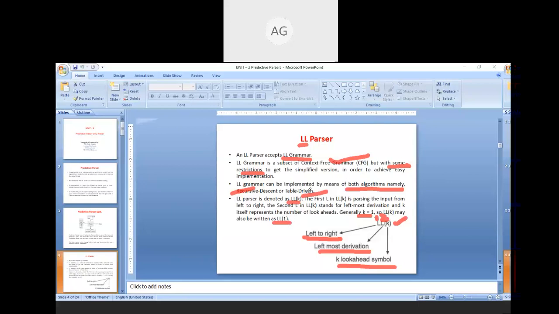So this is the LL grammar, which comes under the predictive parser. Just remember this figure. The first L denotes left to right scanning of the input, the second L denotes the leftmost derivation, and K denotes the K look ahead symbols. But in your syllabus, only LL(1) grammar is there, not LL(2), LL(3). Those grammars are out of scope of your syllabus. Only LL(1) grammars are there. So moving to the next slide.